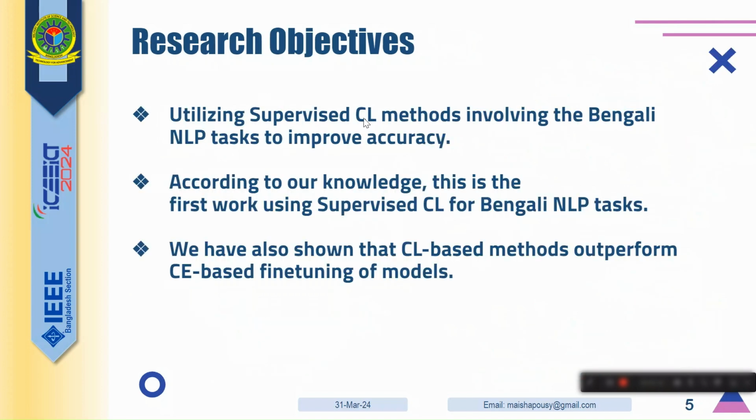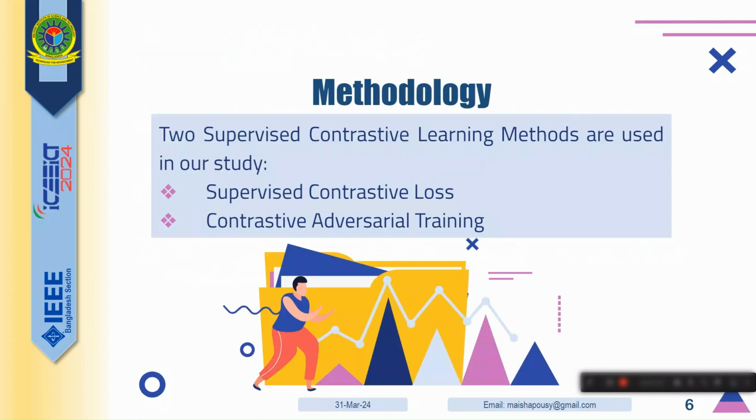So here is our research objective. Yes, we are utilizing this supervised CL method in Bengali, and to our knowledge, this is the first time someone is utilizing it in Bengali, and of course our methods outperform cross-entropy based models. So let's quickly head to our methodology. We have implemented a total of 2 contrastive learning losses with different advantages. One is supervised contrastive loss, in short SCL, and another is contrastive adversarial training, in short CAT.